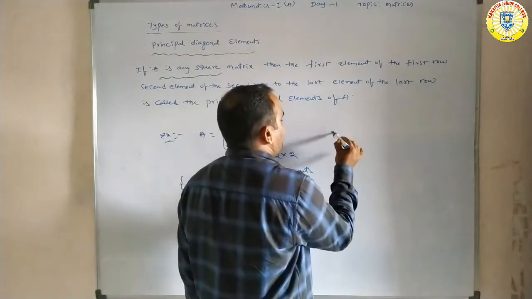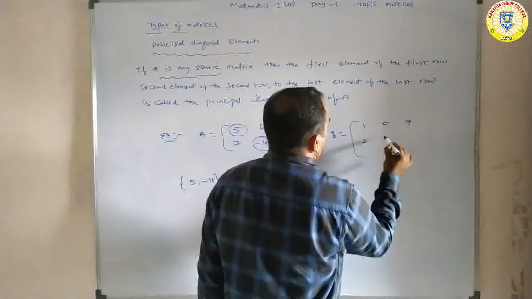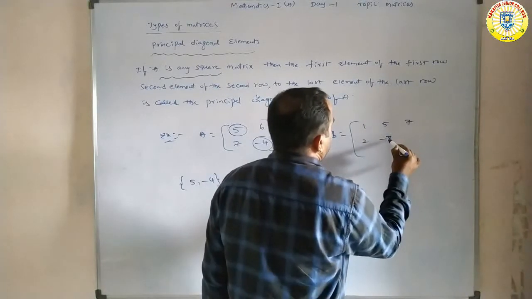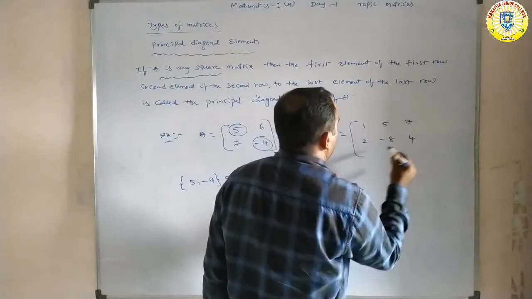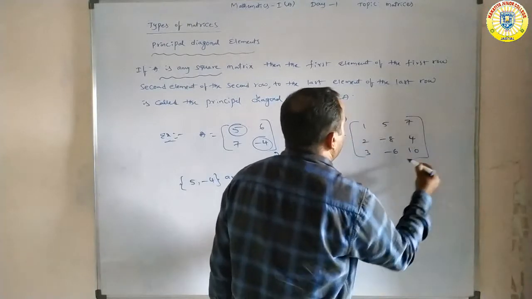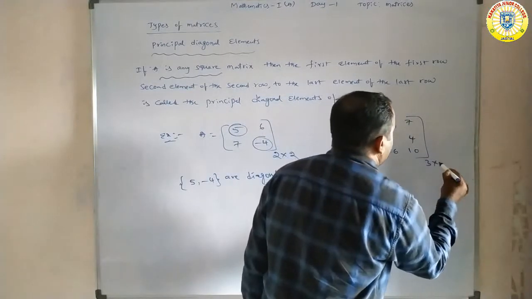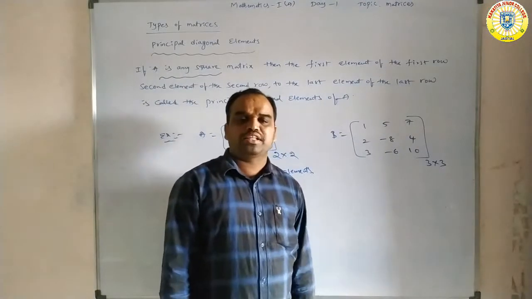Suppose we are taking B is equal to 1, 5, 7, 2, minus 7, 2, minus 8, 4, 3, minus 6, 10. Here, this is also a 3 by 3 matrix. 3 rows are there, 3 columns are there. Here, what is the condition?